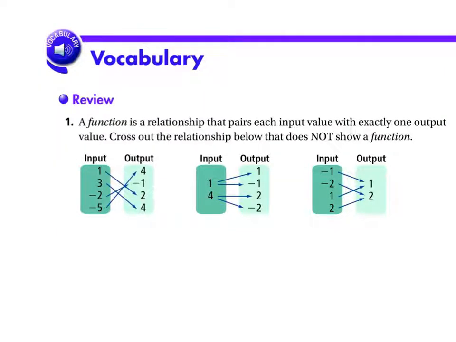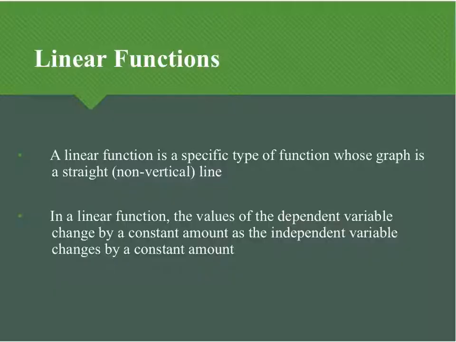Here are three relationships. Two of these are functions, one is not. Now, a function is where an input value has only one output value attached to it. Each input value has only one output value attached to it. Here we have an input value that goes to two different output values, so this cannot be a function. These are both functions. Each input value has only one output value.